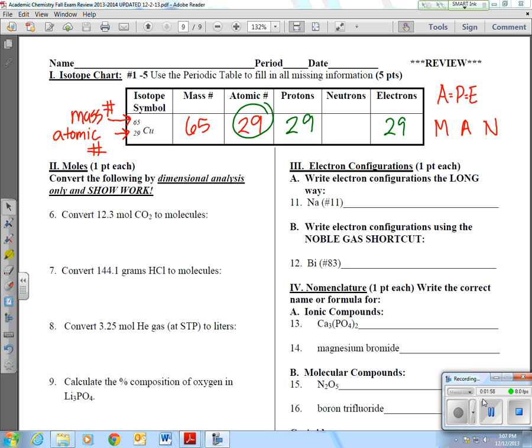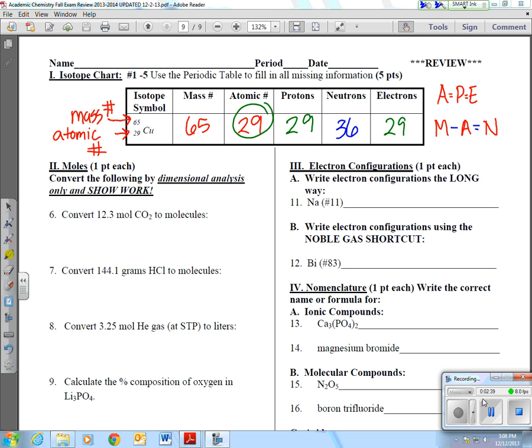Okay. Then for neutrons, how do you figure out neutrons? It's the mass number minus the atomic number equals your number of neutrons. So if my mass number is 65 minus my atomic number of 29, I'll use my calculator, so hold on. Okay, when we subtract, I believe you, but I'm going to do it anyway. 65 minus 29 gives me 36 neutrons. Any questions about how to fill in one of those isotope charts?